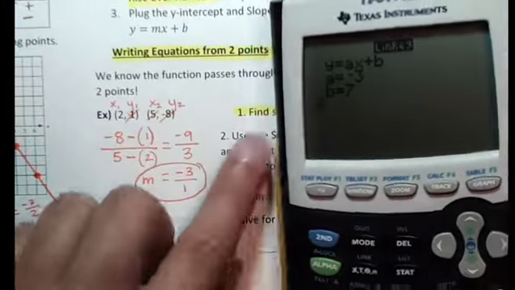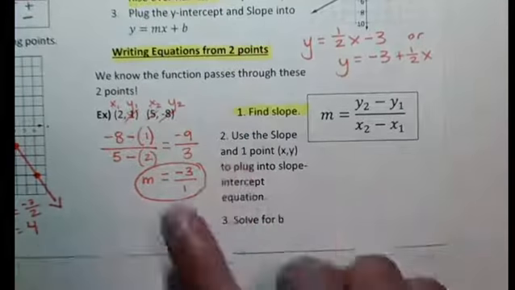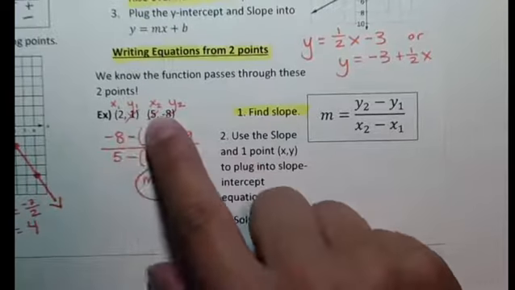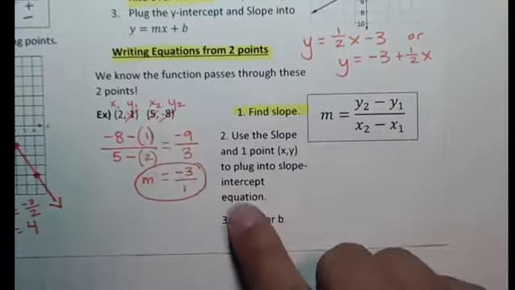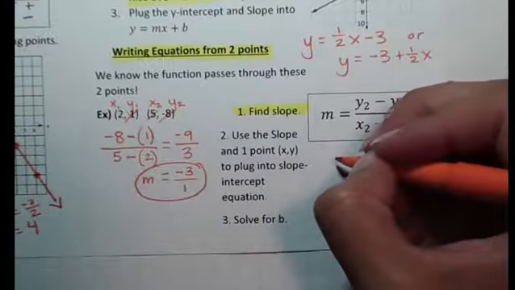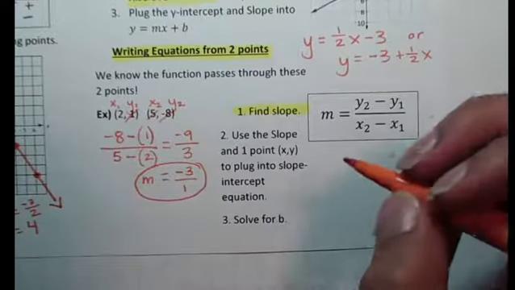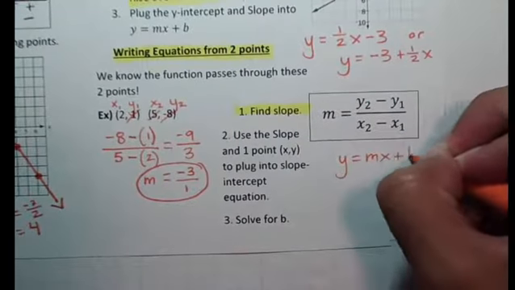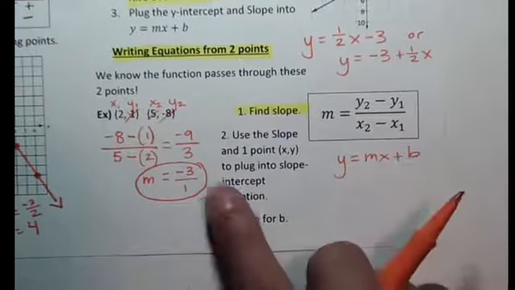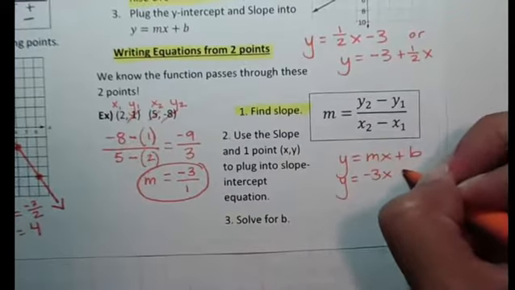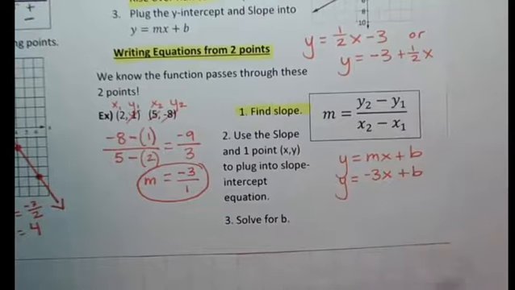So let's continue with what we know. Just put that off to the side. Once I find the slope, what I want to do is pick any one of these points, doesn't matter which one, and plug that into the slope-intercept form equation to find the b. So, let's see what I already have. Again, this is my equation, y equals mx plus b. What do I already know? Well, I know that the m is -3. So this is what I have so far.